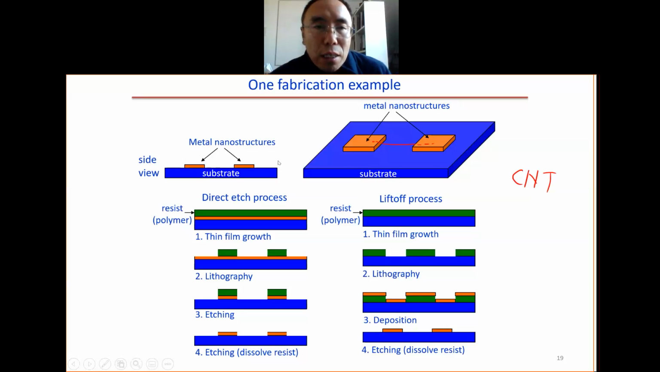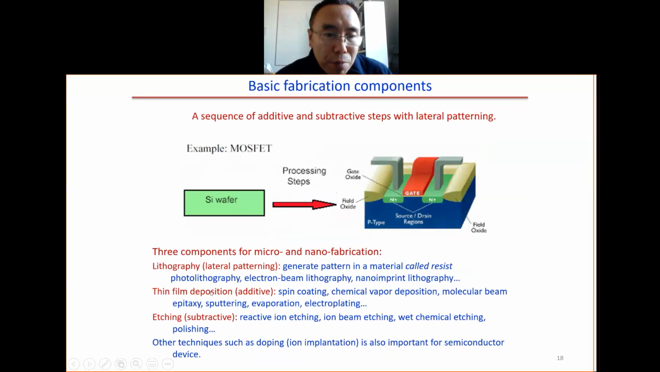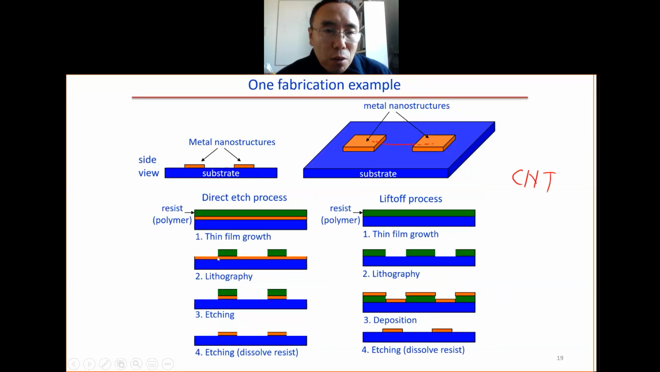So how to make those kinds of metal nanostructures? If you look at the cross section, side view, it is something like this: metal on top of the substrate. The two main methods are the direct etch process and the lift-off process. For the direct etch process, we have thin film deposition, etching, and lithography. First, deposit metal and resist. Then do the lithography to pattern the resist. Then etch away the metal using the polymer resist as an etching mask. Finally, we dissolve the resist. So we have the structure like what we have here.